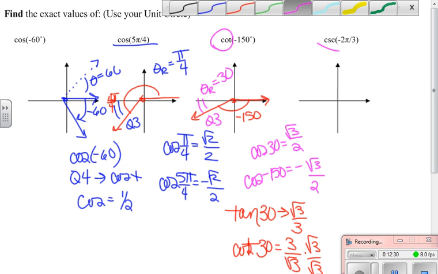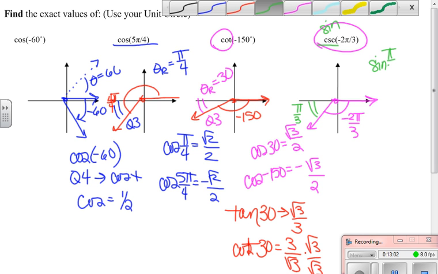Our last one here is asking us about the cosecant of negative 2 pi over 3. So first we're going to worry about where negative 2 pi over 3 is. Well, it happens to be over here. That means the reference angle is pi over 3. So cosecant is actually related to the sine. So let's focus on the sine first. The sine of pi over 3 happens to be square root of 3 over 2.